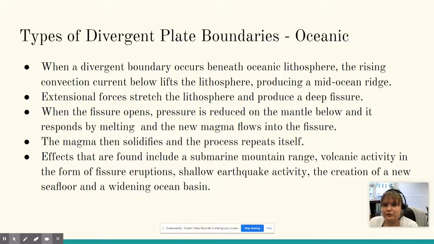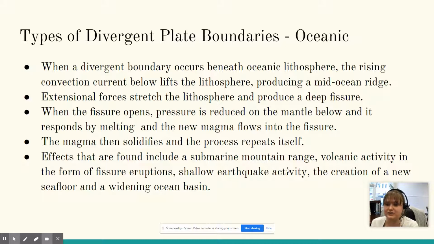When a divergent plate boundary occurs beneath oceanic lithosphere, the rising convection current below lifts the lithosphere, producing a mid-ocean ridge. Extensional forces stretch the lithosphere and produce a deep fissure. When the fissure opens, pressure is reduced on the mantle below, and it responds by melting, and the new magma flows into the fissure. The magma then solidifies, and the process repeats itself over and over.